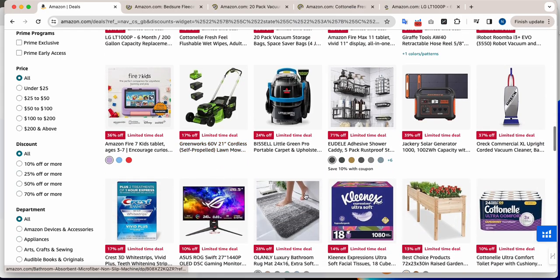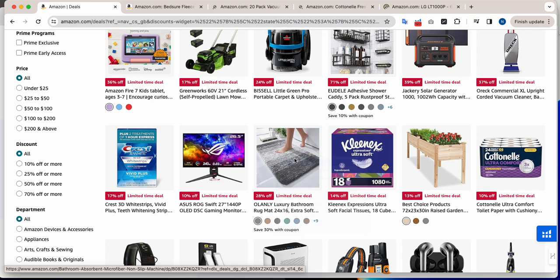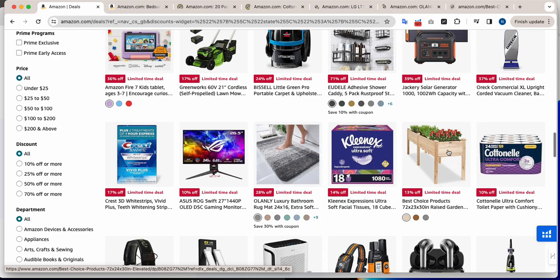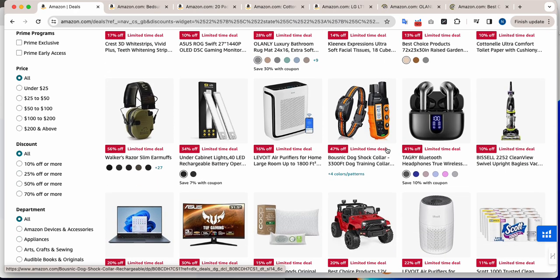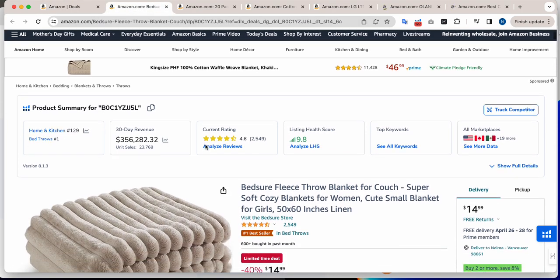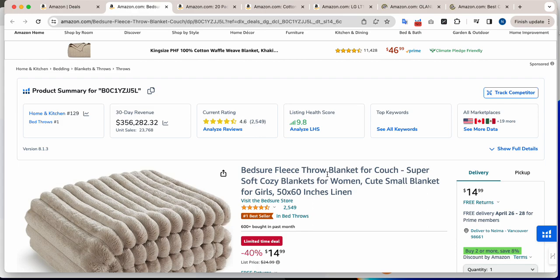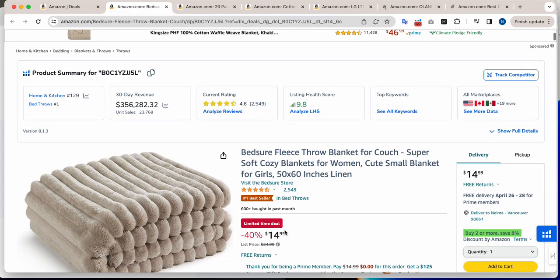So let's look at some examples that could relate to anyone wanting to launch a product of their own or currently have a product on Amazon. So if you look at a throw blanket, you can look at the price, $14.99, the unit sales per month, and here you can get the 30-day revenue for this particular product.